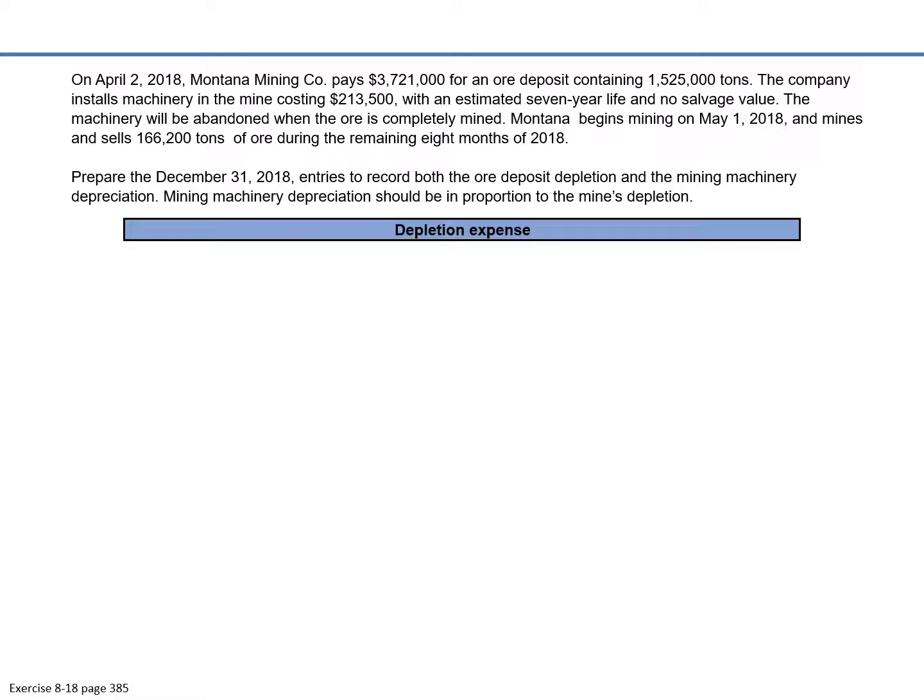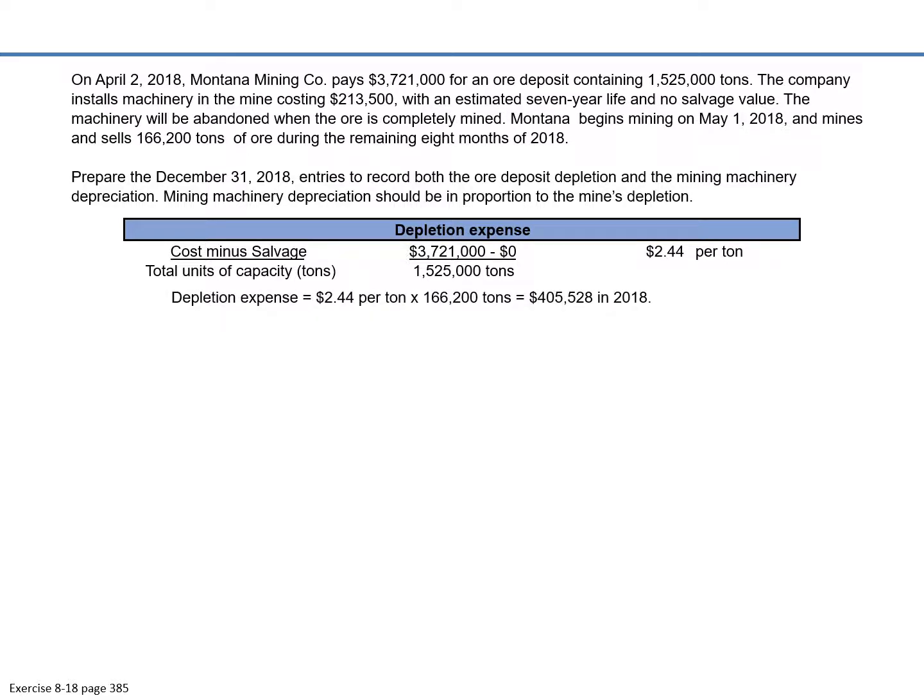So, cost minus salvage divided by the units. So we have $3,721,000 worth of cost minus 0 salvage divided by the number of tons they can get out of it. $2.44 per ton.